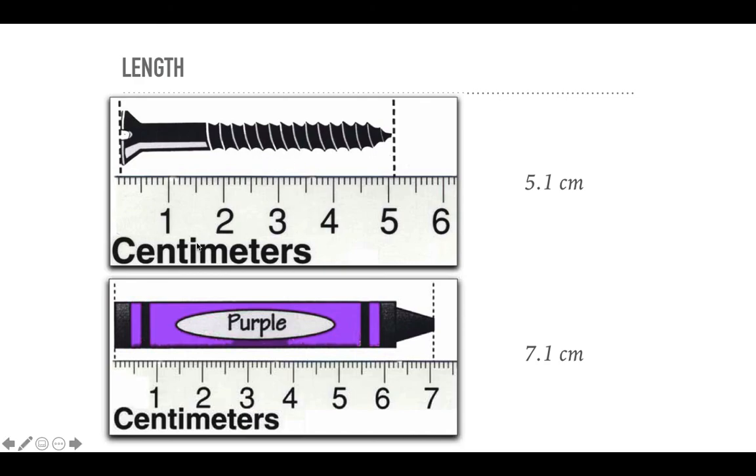So here we are with a centimeter ruler. There's obviously 5 centimeters, and then each one of these is a tenth. So it's 5.1, 5.2, 5.3, 5.4. This would be 5.5, 5.6, 5.7, 5.8, 5.9, and 6. It falls right here, the end of this screw.